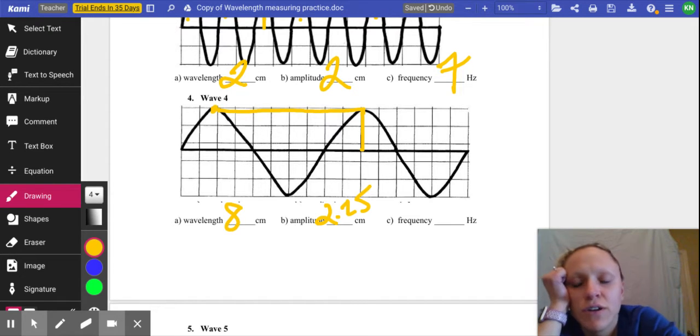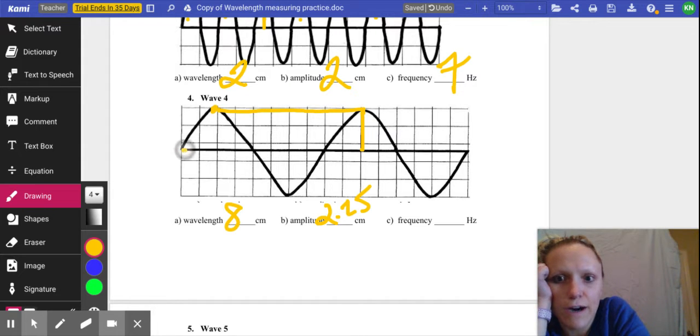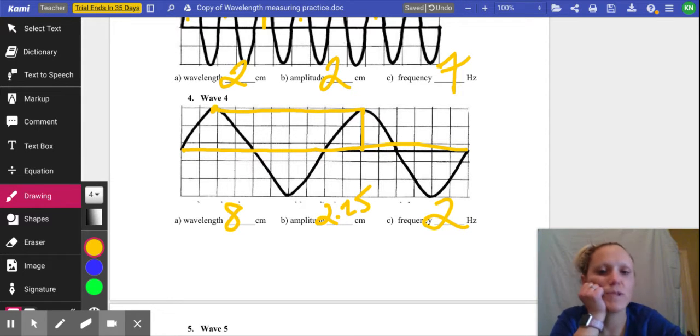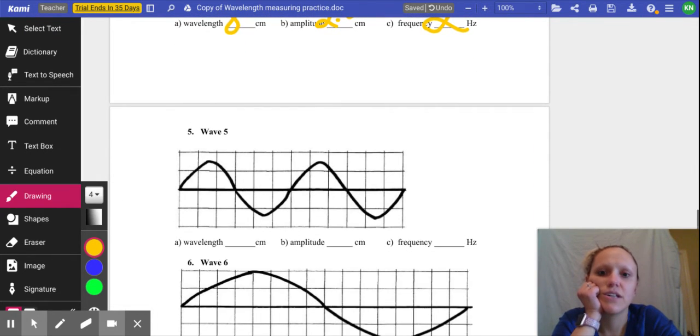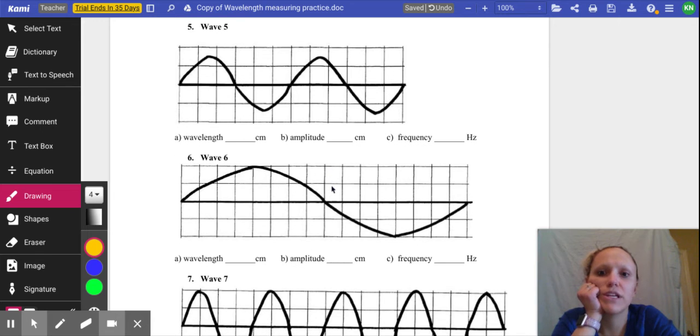And then frequencies. Now, how many full waves do we get? So if I look here, I get 1 and then I get 2. So 2 hertz. All right, let's go on to the next page. So hopefully this is making sense. If not, please reach out to me or Mr. Hoft as soon as you can so we can work on helping you.